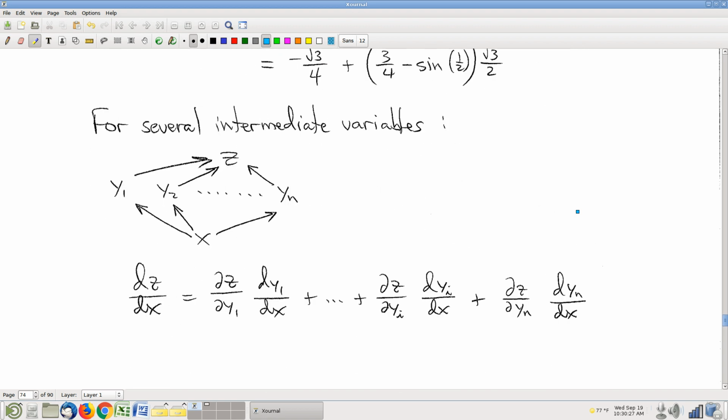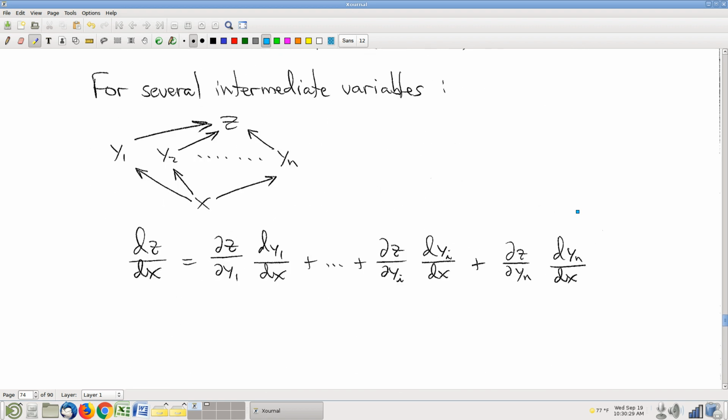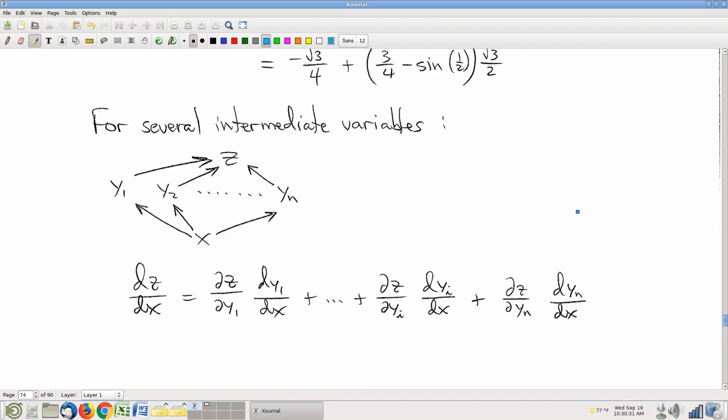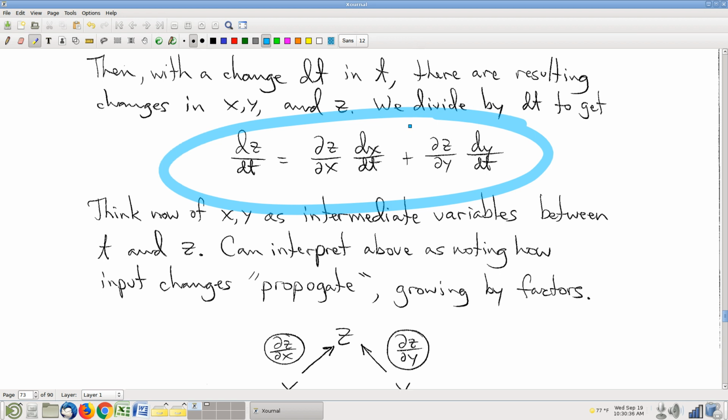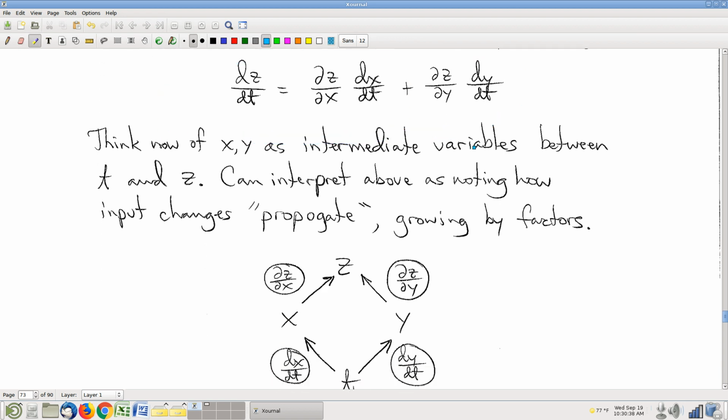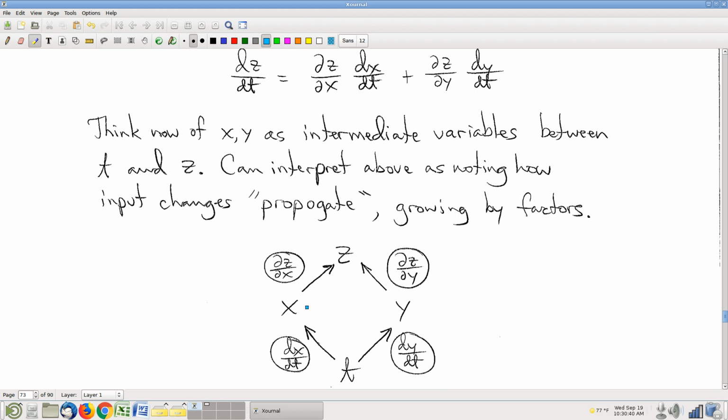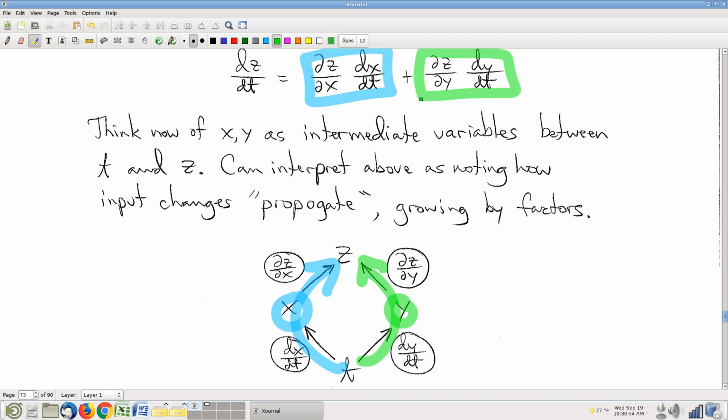Okay, now what if you have more than two intermediate variables? Here we have this formula for what happens if you have two intermediate variables. And notice that for each intermediate variable, there is a corresponding path and thus a corresponding term. A second intermediate variable gives a second path through which changes can propagate, and thus a second corresponding term. What's going to happen if you have a third intermediate variable?